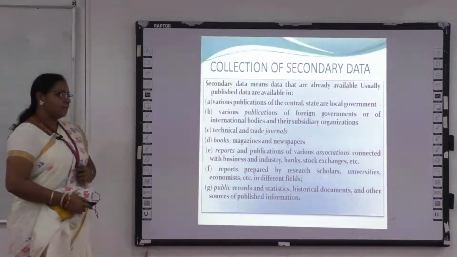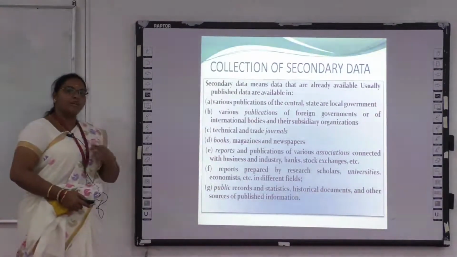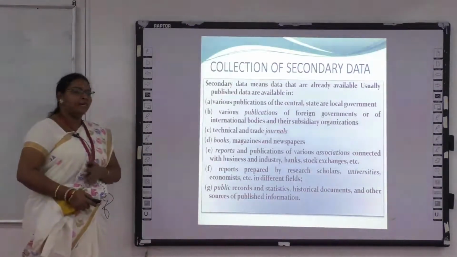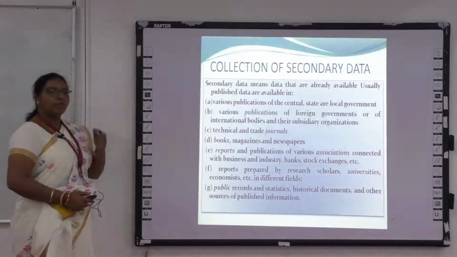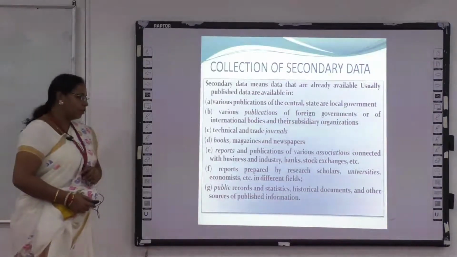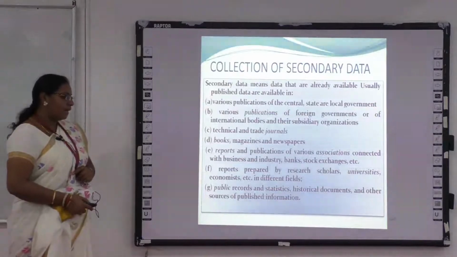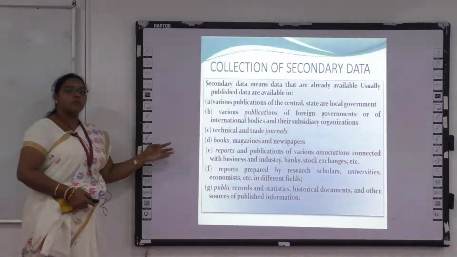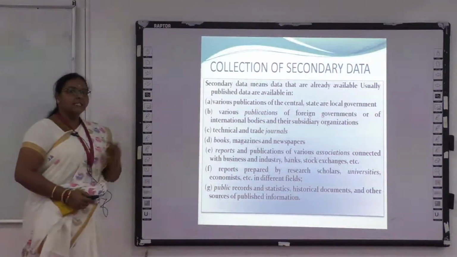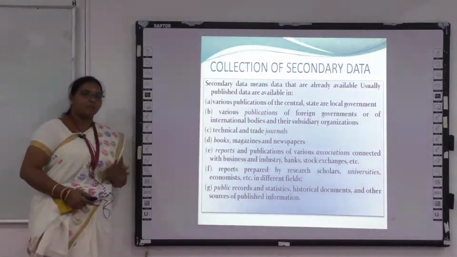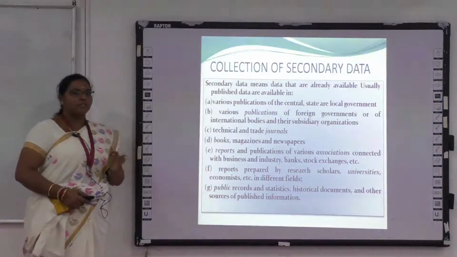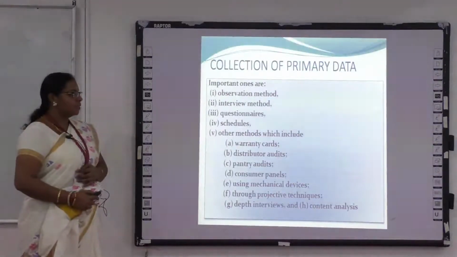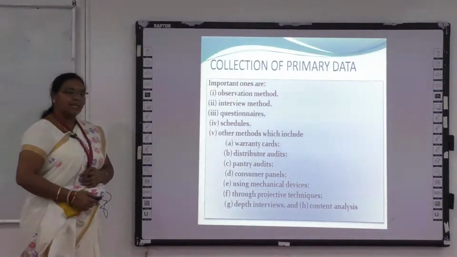Then reports prepared by research scholars or other people who have done normal research, and whose research we have classified in a better probability way, come under secondary data, which is fully a theoretical review. Next, public records and statistics and historical documents also come under secondary data. So secondary data is entirely books, newspapers, journals, and websites, whereas primary data comes under observation, interview, questionnaire, schedules, and other methods.